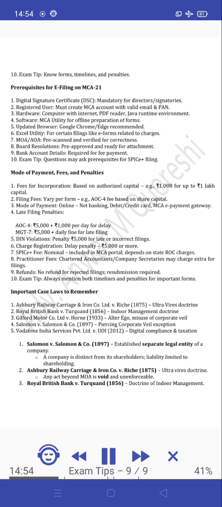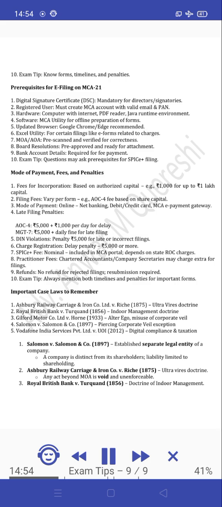Important case laws to remember. 1. Ashbury Railway Carriage and Iron Company Limited vs. Riche, 1875: Ultra Vires Doctrine. 2. Royal British Bank vs. Turquand, 1856: Indoor Management Doctrine. 3. Gilford Motor Company Limited vs. Horne, 1933: alter ego, misuse of corporate veil.